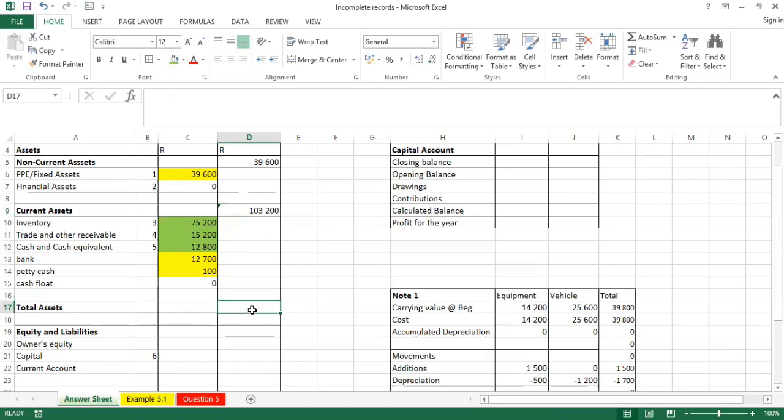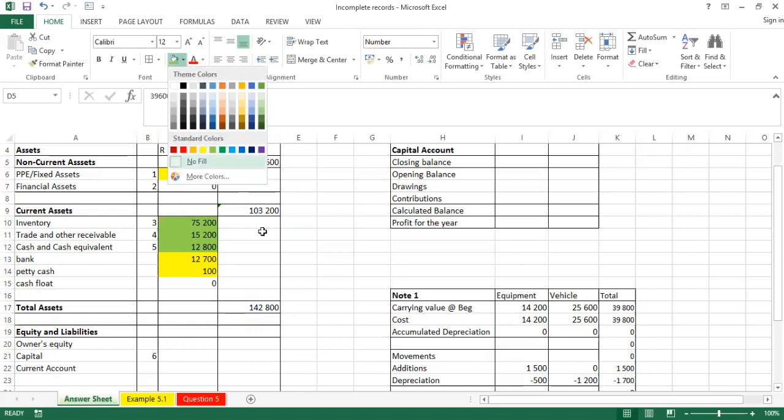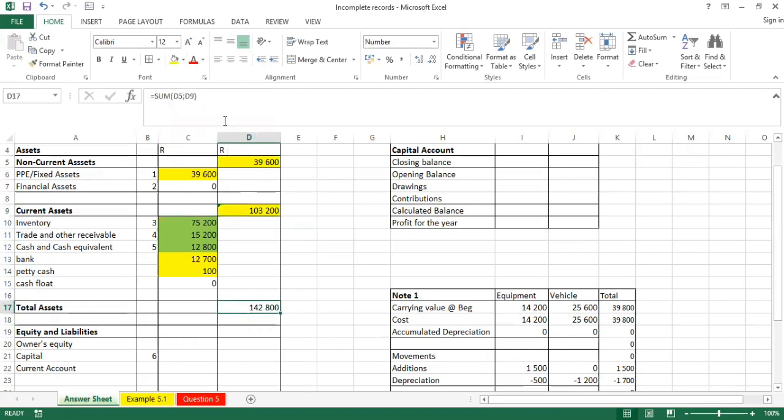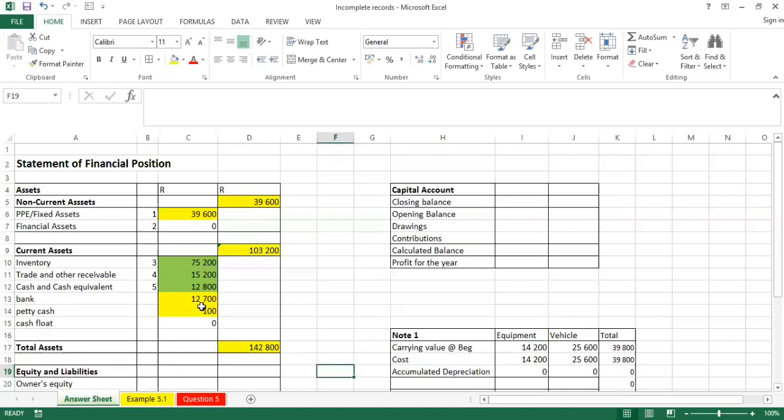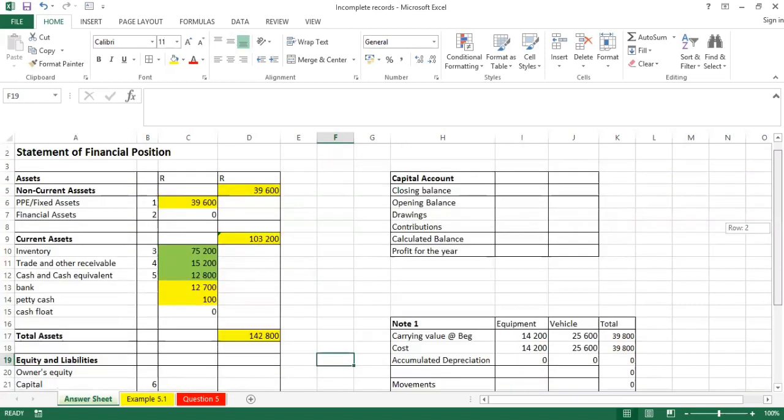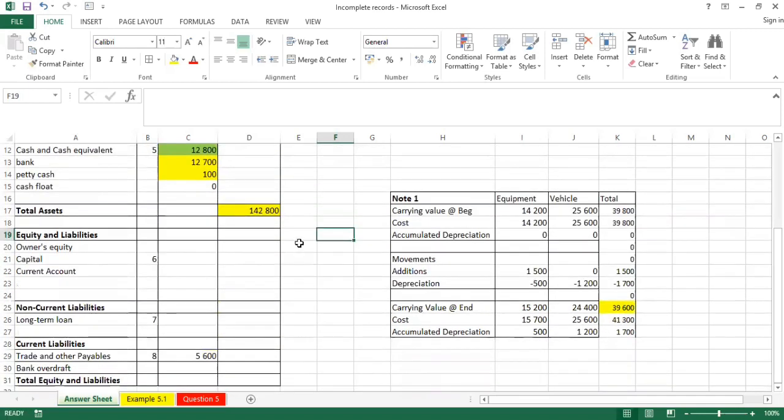And then we need our total assets, which is this amount here. In order to get that, we have to add the non-current assets plus our current assets. So we say equals sum. You can just use your calculator to get all these amounts, but I'll be using the computer to calculate since it's easy that way. And we have our total assets. So to get this total assets, we add this plus this to get our total. So I hope we all understand. So moving on quickly.